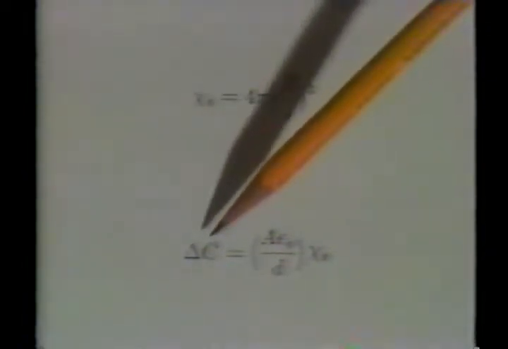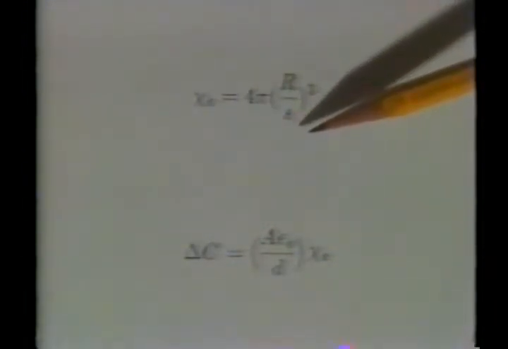The radius of the ping pong balls is 1.87 centimeters. The spacing S is 8 centimeters. The electric susceptibility is then 0.16. This means that the relative permittivity is 1.16.